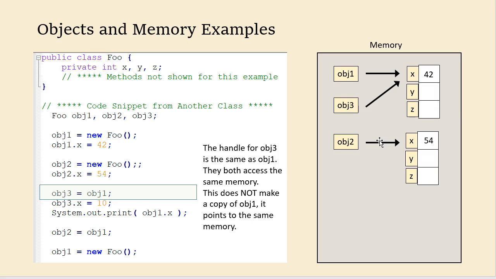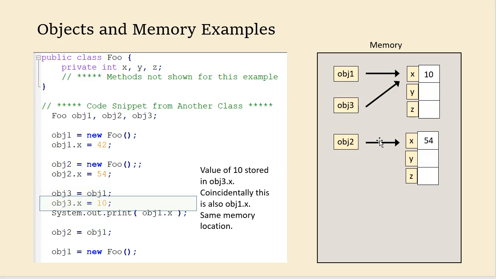So now when I say object 3.x equals 10, it puts the value of 10 in the x location for that memory space. It happens to be the same memory space that object 1 is pointing to. So I could have said object 1.x equals 10 or object 3.x equals 10, and the operations inside of memory would have been exactly the same. This is good to remember because sometimes you're thinking that you put a value into a particular object and maybe you're not getting a result that you expected. But if you walk through what's happening in memory, it can clarify that kind of confusion.